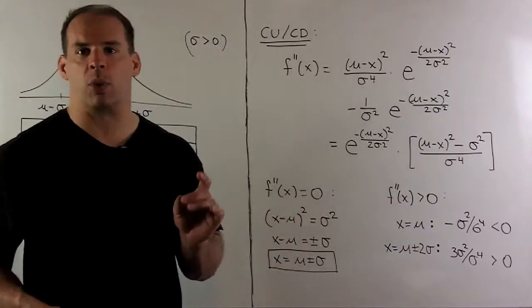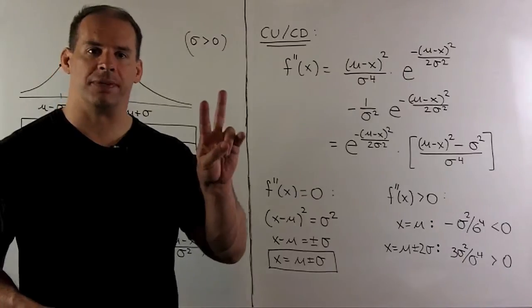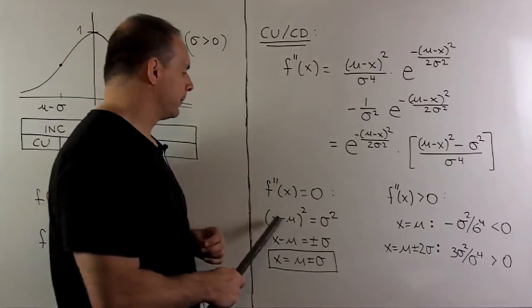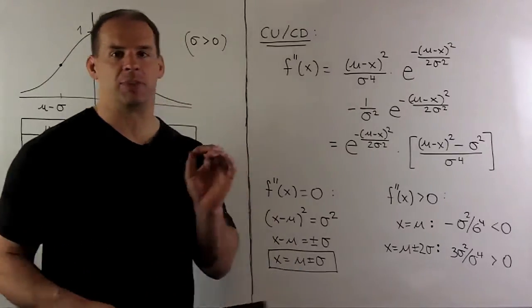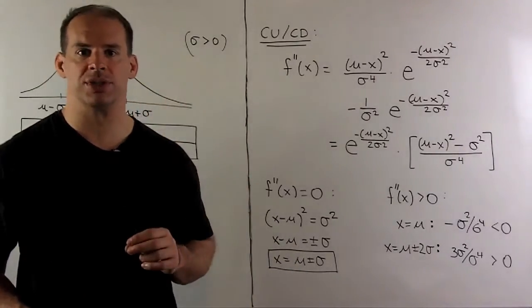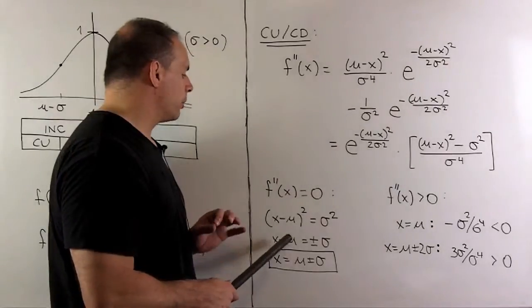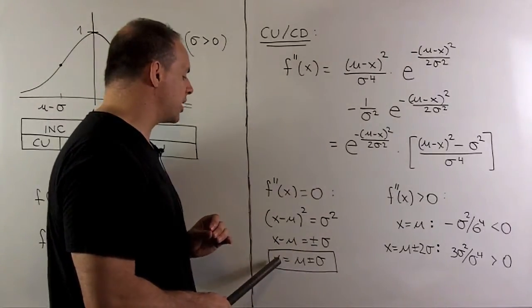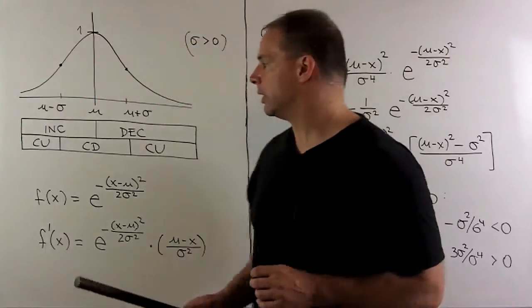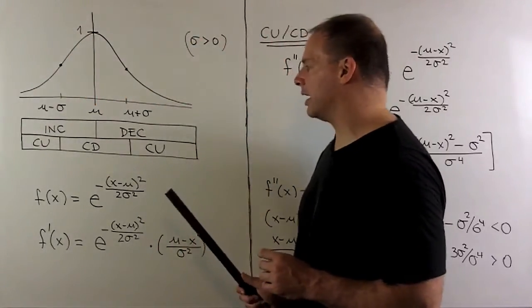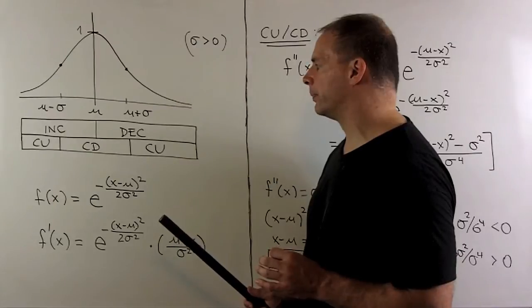I have mu minus x squared equals sigma squared. Okay, we can flip the x into sigma. I square root both sides. That gives me x minus mu equals plus minus sigma. Okay, we have two solutions. So push the mu to the other side, and then our potential inflection points are at mu plus minus sigma. So I mark them off in our box for concave up and concave down.